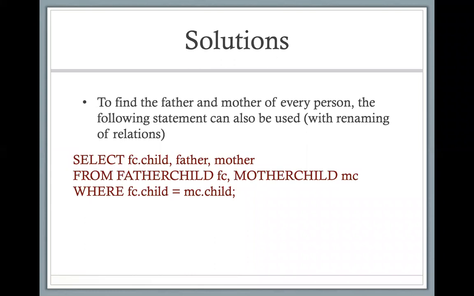How do I do this? I say select a set of attributes from father child space FC, mother child space MC. Now whenever I refer to these tables, I can refer to them using these aliases, FC and MC. So I can select FC.child, and that would be child from the table father child. Father and mother, I can say FC.father, MC.mother, of course, but I don't have to because they're not ambiguous. And where FC.child is equal to MC.child.